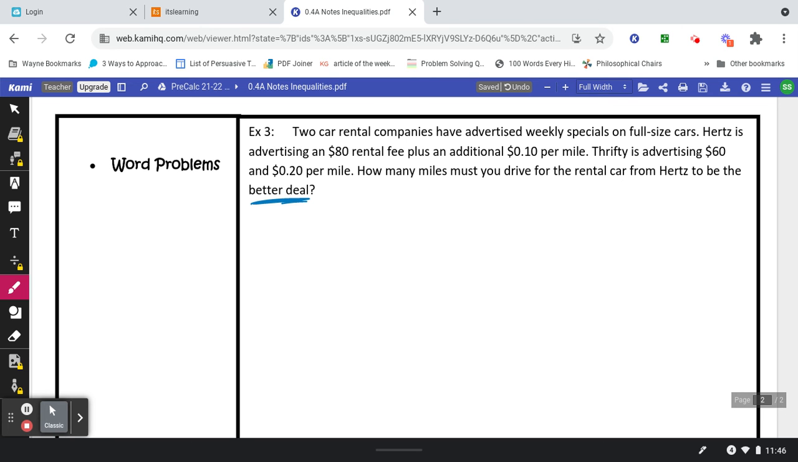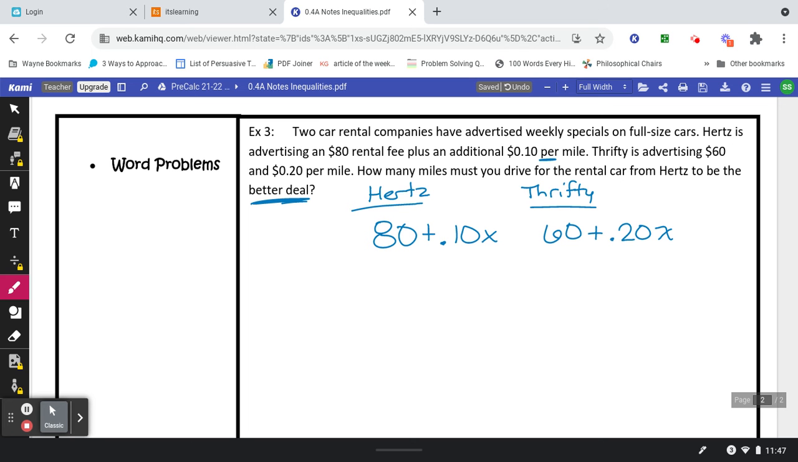Okay. All right, so let's set this up. We've got Hertz and we've got Thrifty. Hertz cost $80 plus 10 cents. And anytime you see per, that usually means an x, some sort of variable, meaning multiplication. Then you've got Thrifty, 60 plus 20 cents per mile, per again.